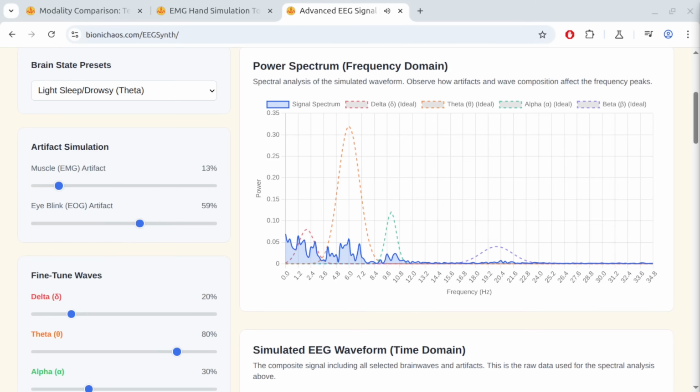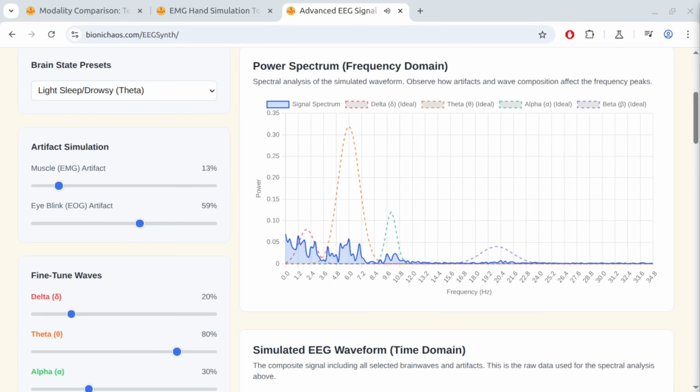Okay, so let's wrap this part up. What does this all mean? We've taken this deep dive into the EEG signal simulator. We understand its purpose, education, algorithm testing. Right, we looked at its parts. The brain state presets for typical patterns, the artifact simulation, super important for understanding real-world challenges like muscle noise, EMG, and eye blinks, EOG. And the fine-tuning controls. Simple sliders, but also that customized mode for setting specific frequency, bandwidth, amplitude for each wave: delta, theta, alpha, beta. Then the visualizations, the power spectrum, using the FFT to show power per frequency.